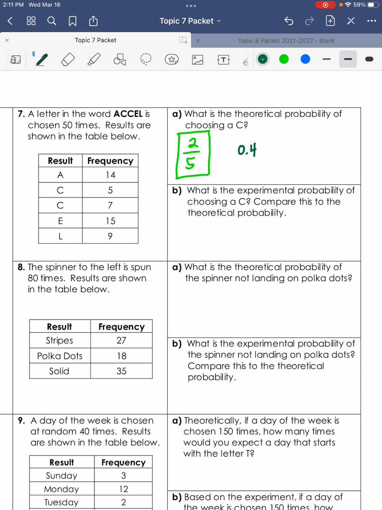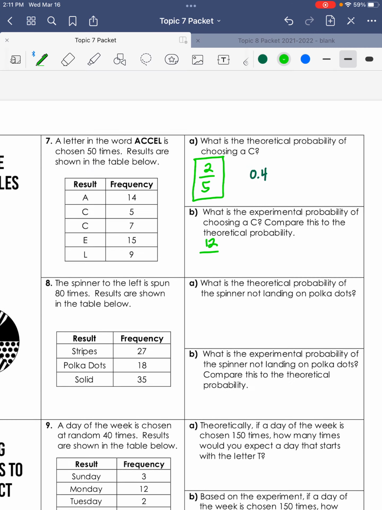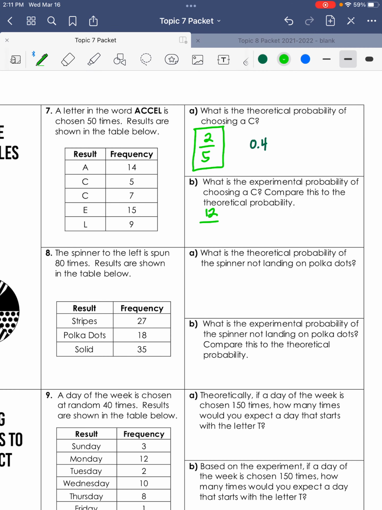Now B, what is the experimental probability of choosing a C? Compare this to the theoretical probability. Well, based on this experiment, I'm looking more at the frequency side here. C was chosen 5 times once and 7 times for the second C. So 5 plus 7 is 12. So it was chosen 12 times, and how many times were we choosing letters? Well, it tells us right here, 50 times. So 12 out of 50.